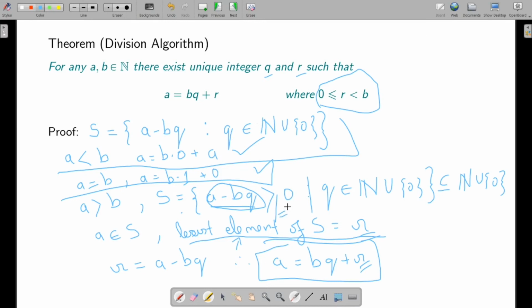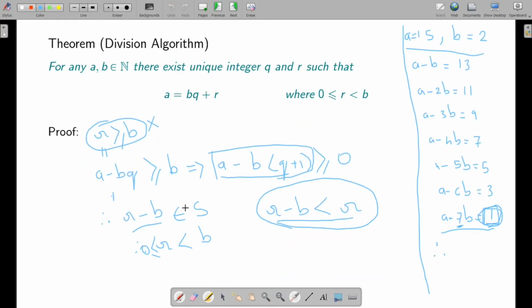So you can see, I'm sorry that I have done so much scribbling around. I hope it is understandable. So r is less than b. So we have got existence. We have managed to write this a as some bq plus r. So we know existence. What is left to prove is only the uniqueness of the theorem. And that is pretty simple.